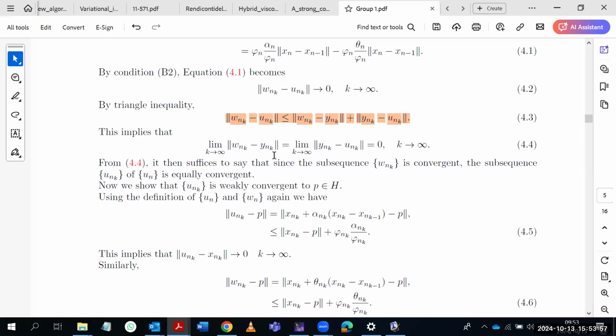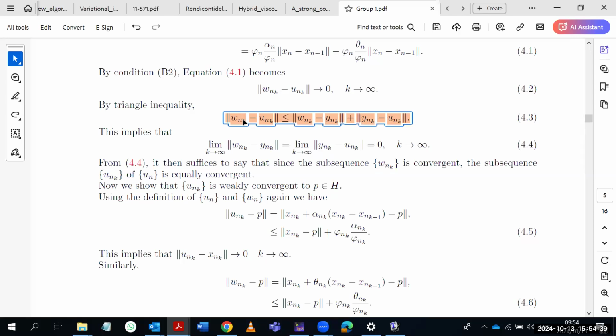What about 4.4? How did you arrive at 4.4? Because the first part, Wnk minus Ynk, is already in the hypothesis. But Ynk minus Unk, how did that come about? Maybe, I don't know, 4.3 should be Ynk minus Unk is less than or equal to Wnk minus this plus, with both on the left and right.